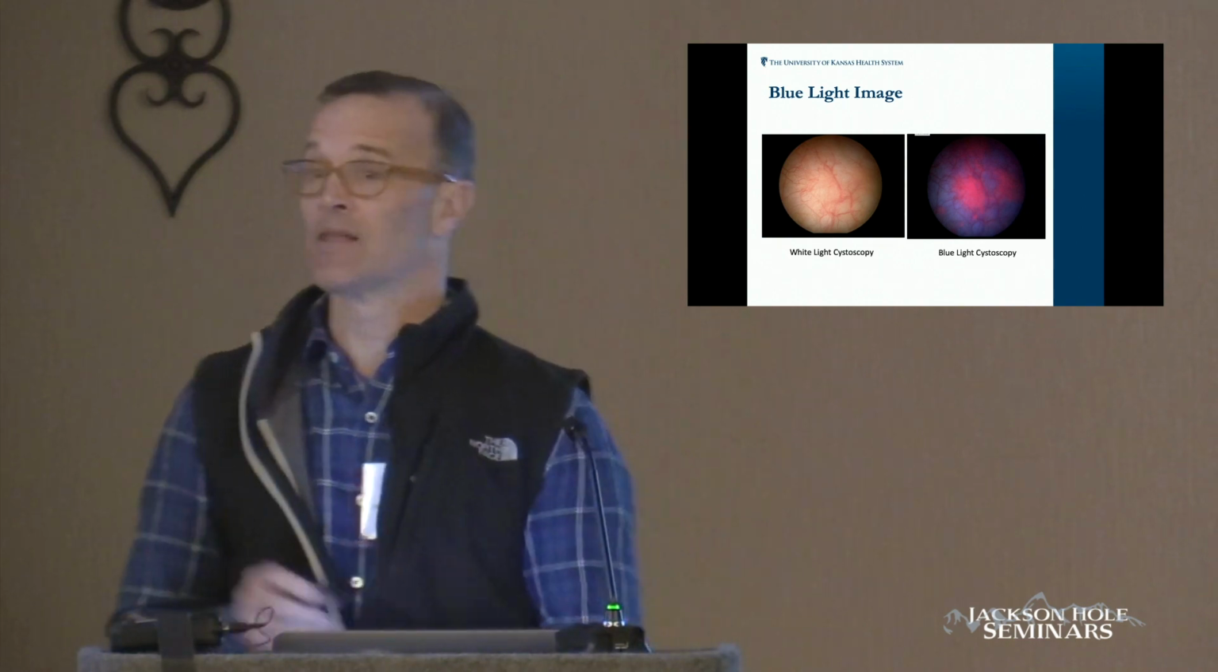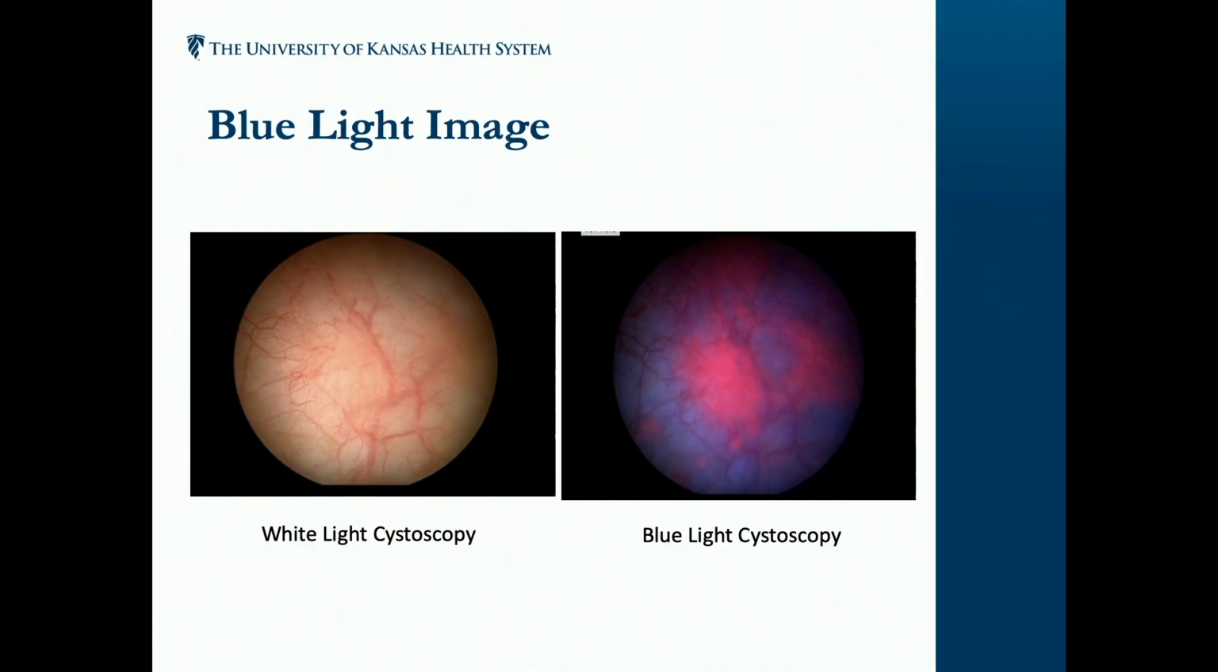And this is what it looks like. This is actually a patient of mine. This is a picture that I just took not too long ago. You can see this is almost impossible to see on white light, and this is what it looked like on blue light, and that was CIS. So I think this is a very good example of how you can detect these.